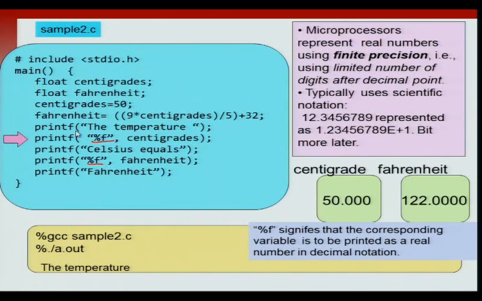So, notice the difference between the first printf and the second printf. The first printf just had a string between double quotes. The second printf has two arguments. One is a string between double quotes and the string is %f, and then the second argument is centigrades. Okay. So, it says take the value of centigrades and print it as a floating point number. So, it does that and you see 50.000 in the output.